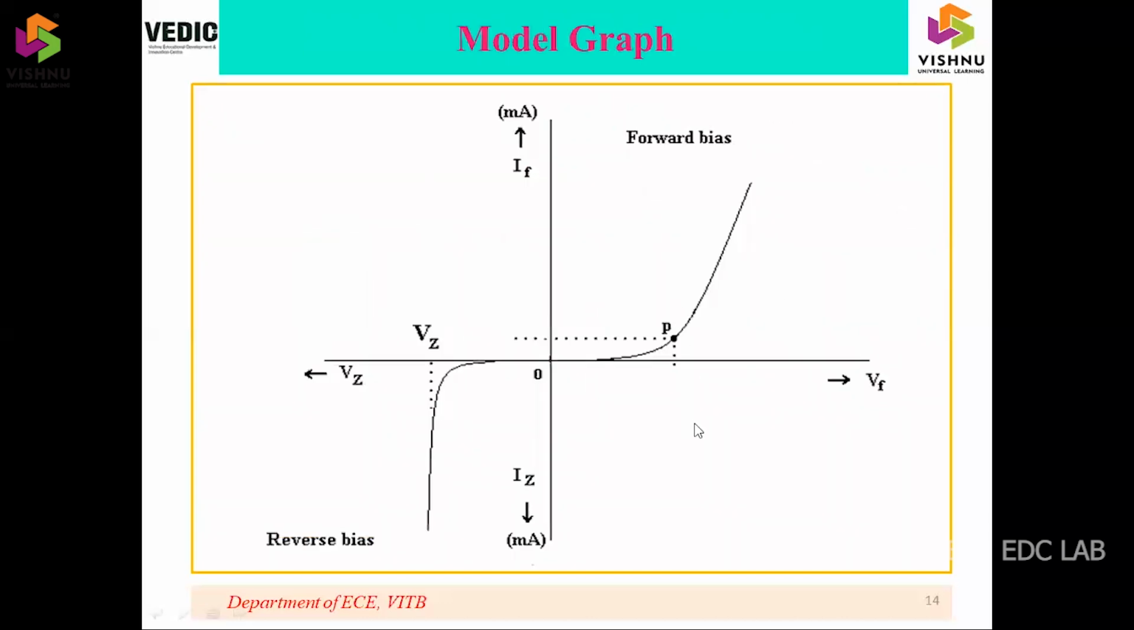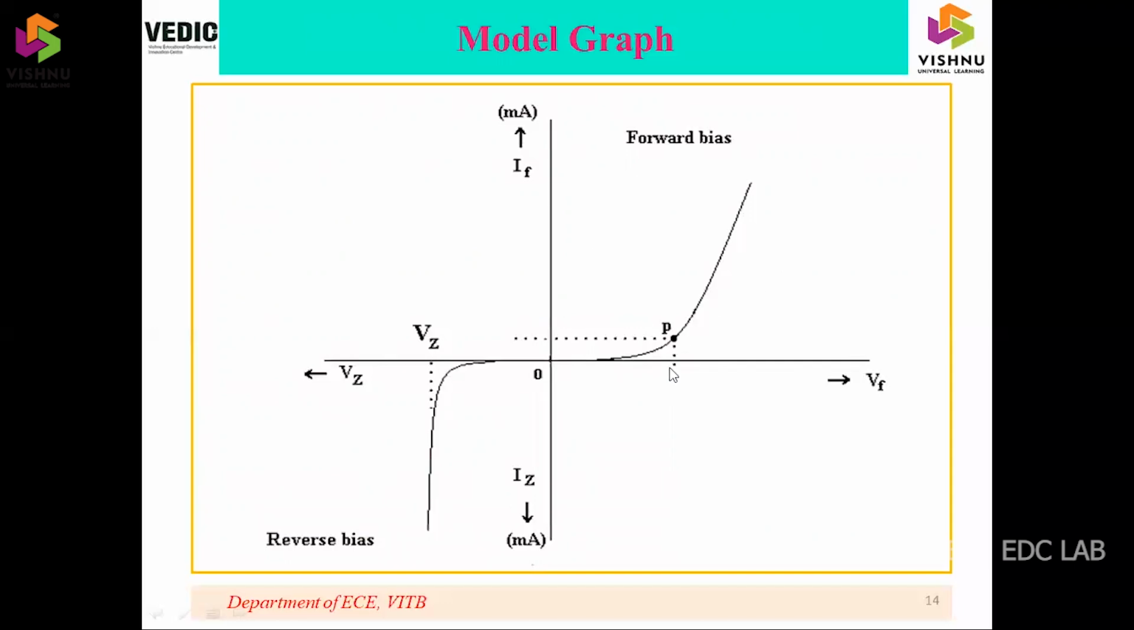And this is the model graph. Up to a certain minimum voltage, the current flowing through the diode is 0. That voltage we call the cut-in voltage. After the cut-in voltage, a small change in voltage creates a large change in current, and hence the forward resistance is very small. Here Vf is positive and If is positive in the forward biased case. That's why we are getting these forward characteristics in the first quadrant.